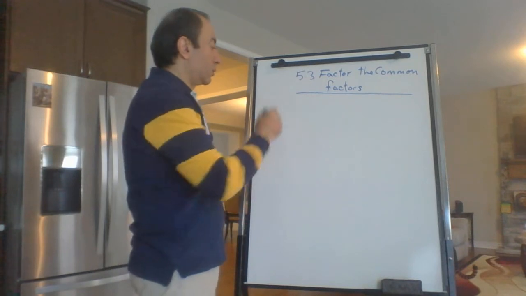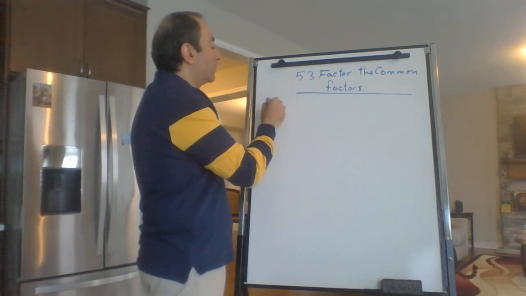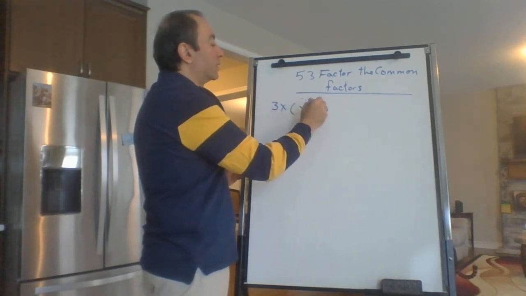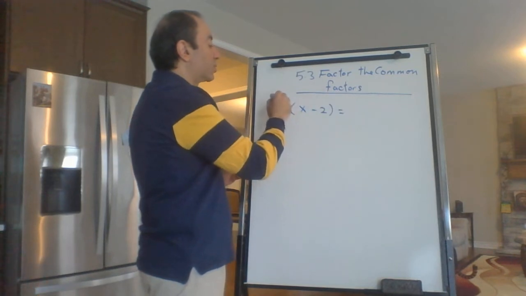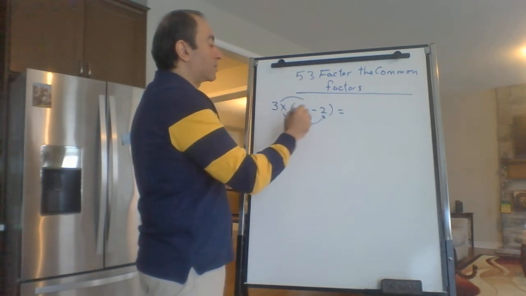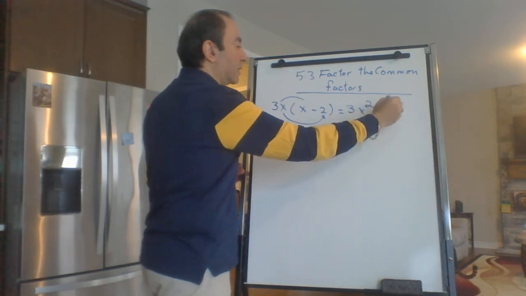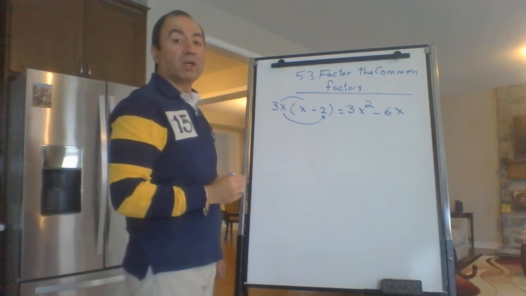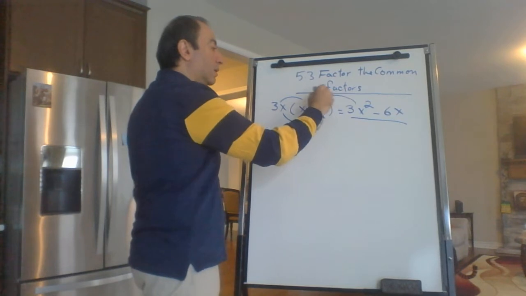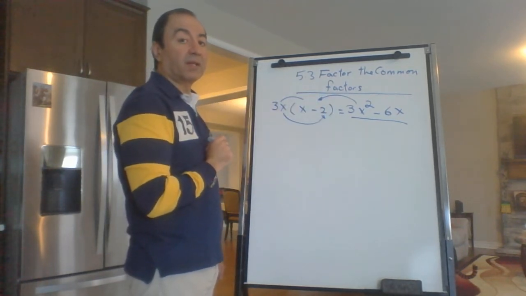All of us know the distributive property, which is if we have 3x here and we have x minus 2 here, we can distribute the 3x over everything inside the brackets, so that will be 3x squared minus 6x. Today we are going to learn the opposite. We're going to have this and we're going to put it in this form, factored form, by factoring the common factors.